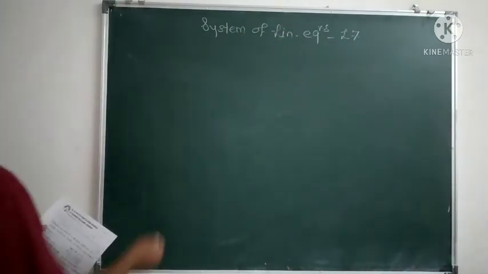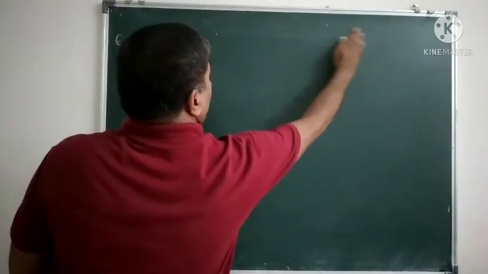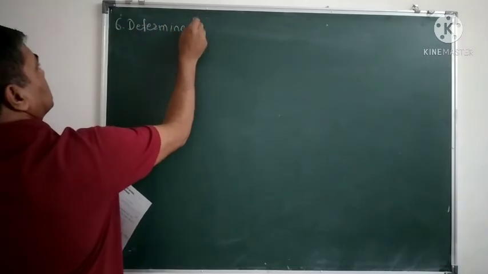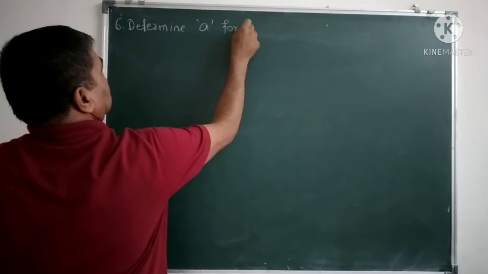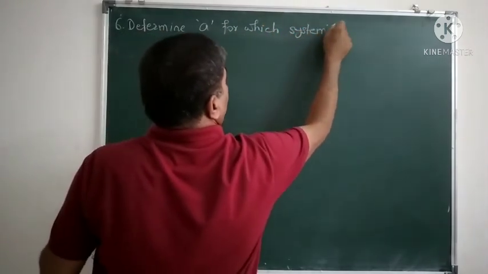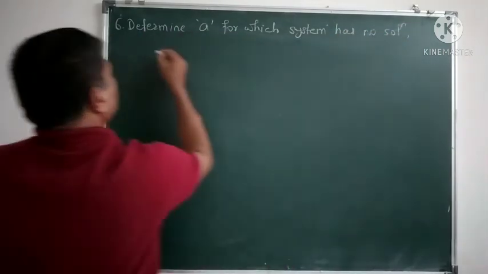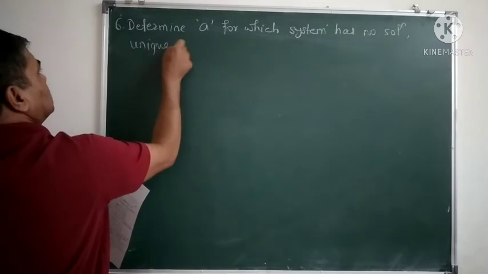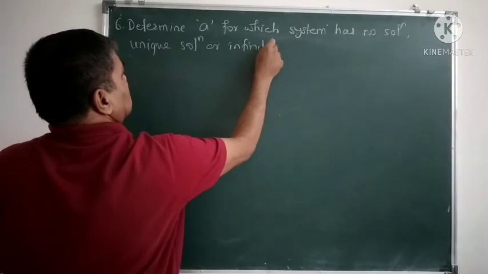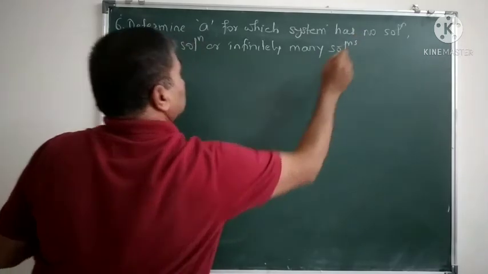What is question 6? Determine the values of a for which the system has no solution, a unique solution, or infinitely many solutions. So you have to find out conditions on a.